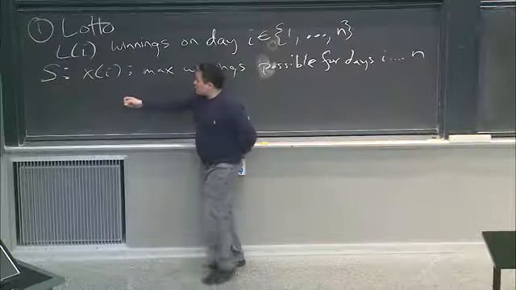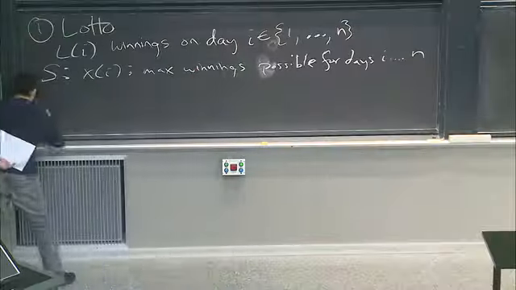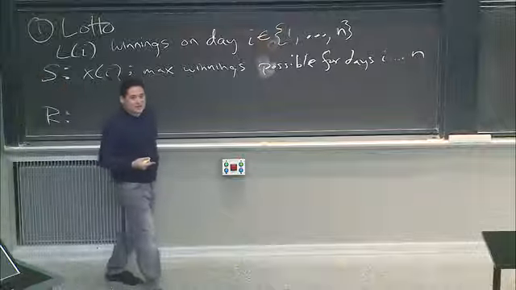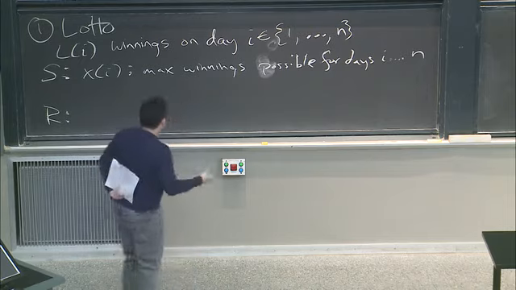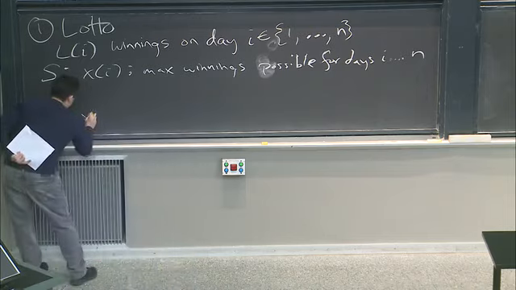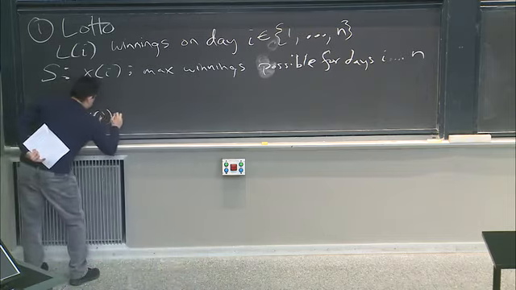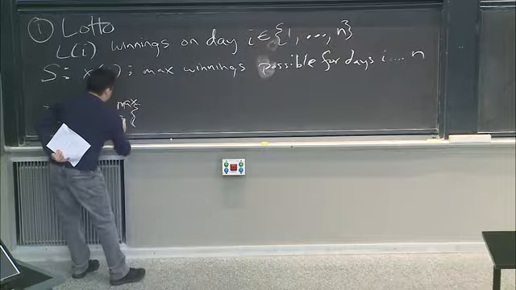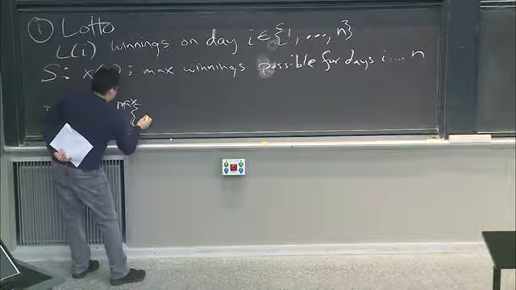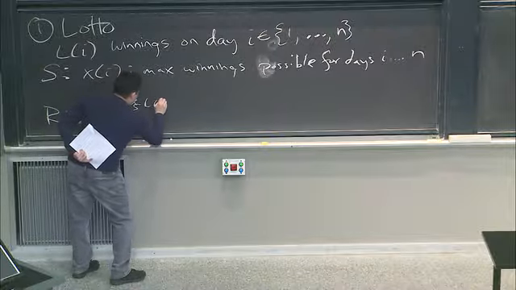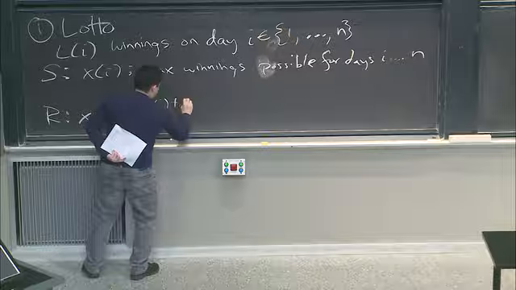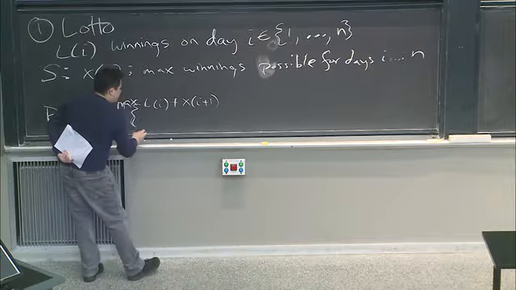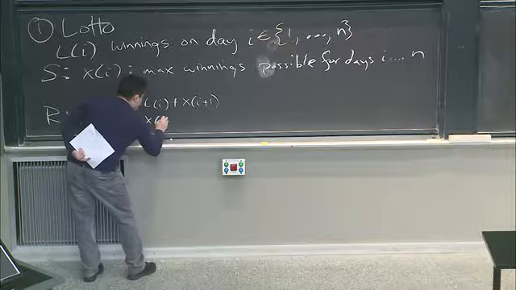In my relate step, what are my choices? I can either play on day i, or I can not play on day i, right? If I'm trying to maximize this thing, either if I play on day i I get L i, and then I can recurse on the remainder. Or I don't play on day i, and I recurse on the remainder.